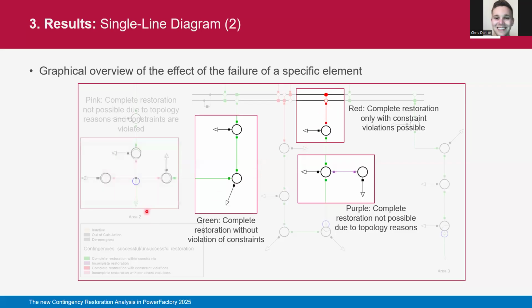And then, of course, we can have the combination of both. So when we cannot resupply some customers due to topological reasons and some due to constraints that would be violated or are violated during the process, then we will get the pink color here. Of course, those are just the default colors. So as with every color legend in PowerFactory, you are free to change the colors according to your needs. This is just the predefined version of the coloring of the single line diagrams.